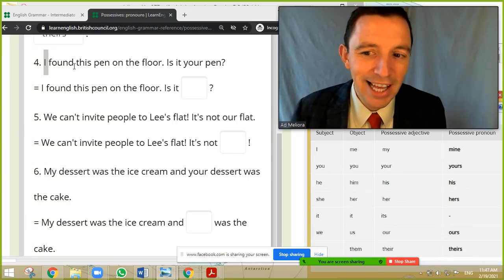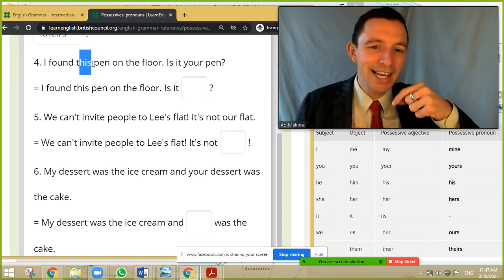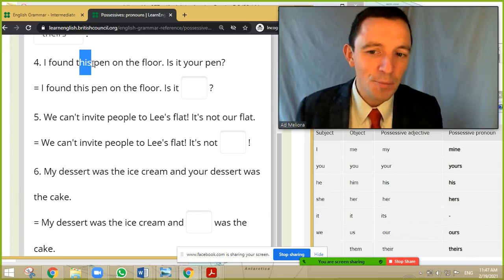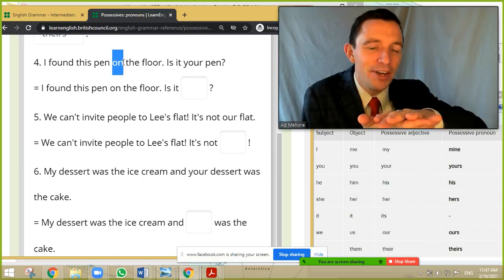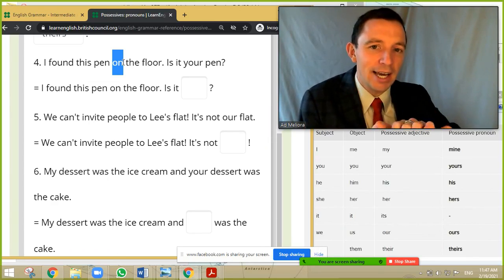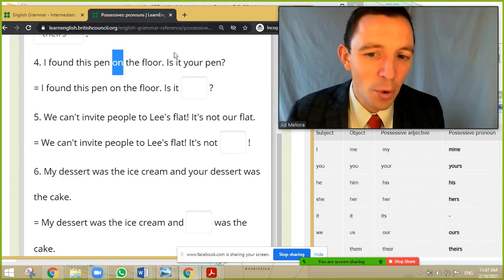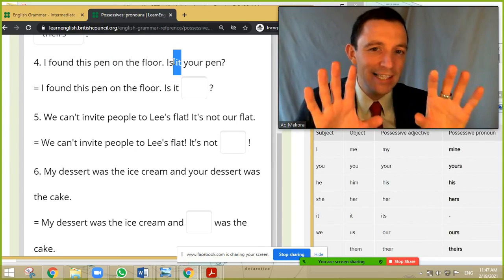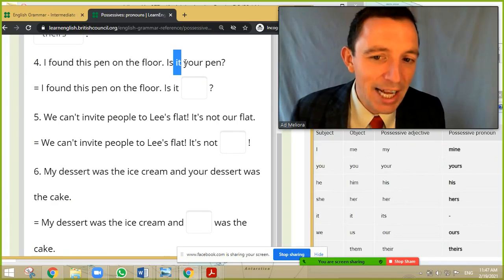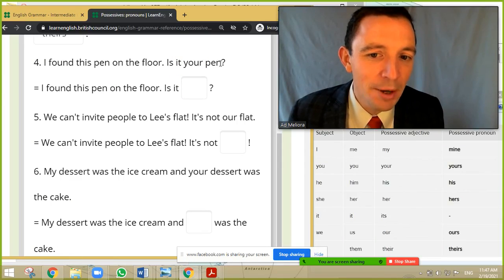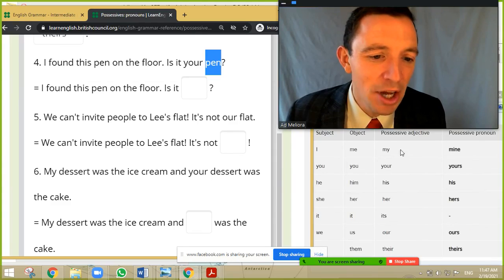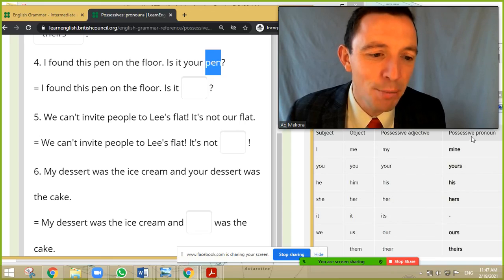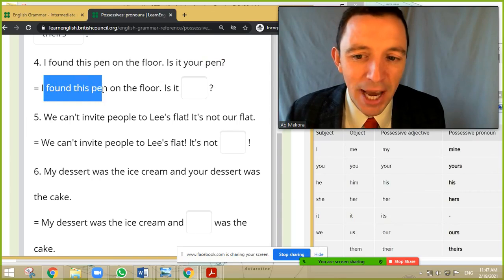So the verb to find, this pen, remember the difference, this pen, that pen, these pens, those pens. On is the preposition for the floor, because the floor is a surface, so we say on. So for a surface, the preposition is on the table, on my jacket, on the car. So for a surface, it's on. And it's a question, affirmative, it is, but the question is it, your pen, possessive adjective, your pen, okay, because we have the substantive in the first sentence. In the second sentence, we have no substantive, so we need to transform to the possessive pronoun, okay. So I found this pen on the floor.